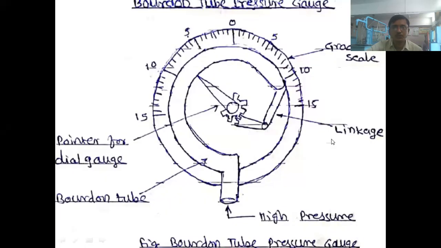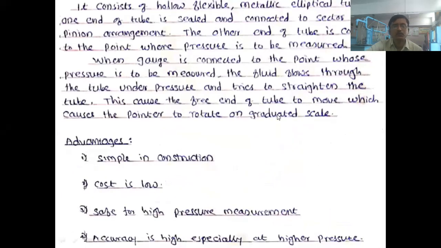Everyone understood how it works? So yes, sir, this is the construction and working explained here. What are the advantages? Why is the Bourdon tube pressure gauge so popular? The reasons behind that: it is simple in construction, the cost is low, it is safe for high pressure measurement, and its accuracy is high, especially at higher pressure. So these are the main reasons behind its popularity.